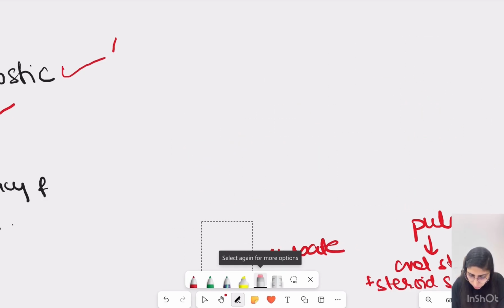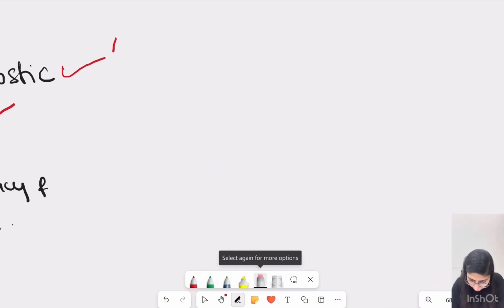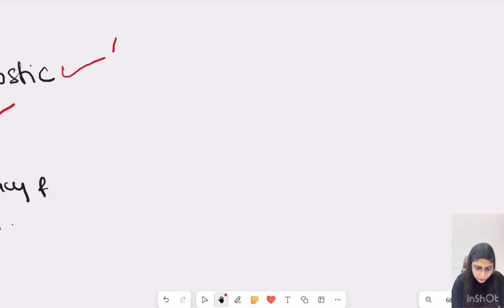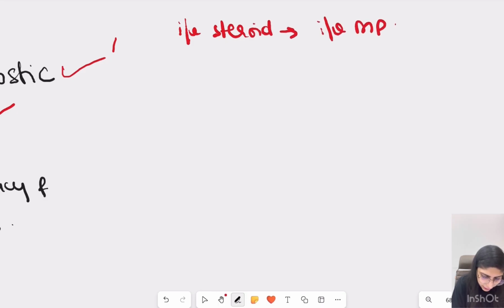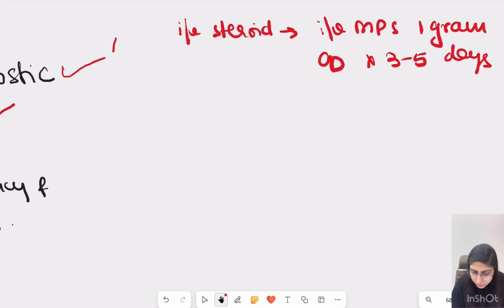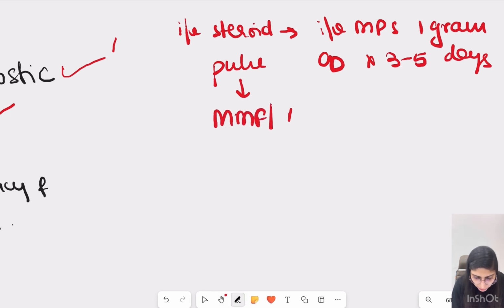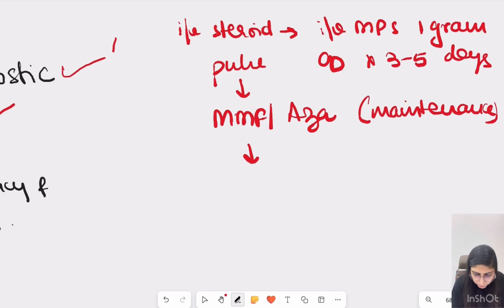So when we say IV steroid pulse, we mean IV methylprednisolone 1 gram OD, once a day for 3 to 5 days. This is steroid pulse. Then after resolution, we put the patient on either MMF or azathioprine for maintenance. So this was induction, then we did maintenance.